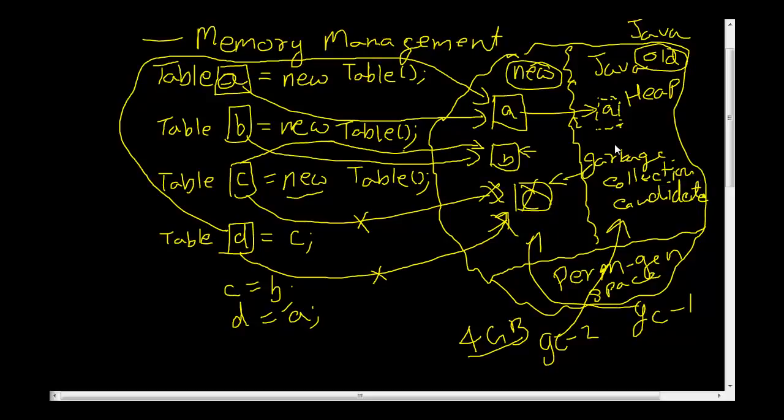So there is no point in trying to clean up the long-term objects as often as you would want to clean up the short-term objects. And that's how Java makes the garbage collection process faster, at the same time making it memory efficient. And that's a few Java garbage collection concepts in a nutshell.